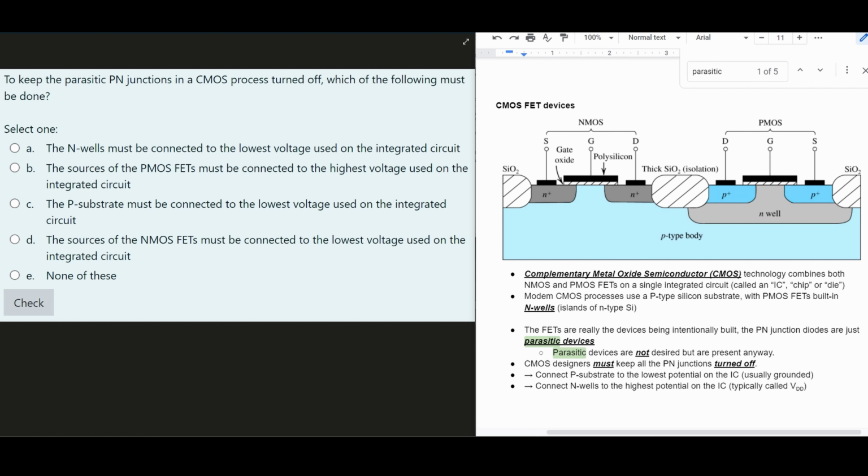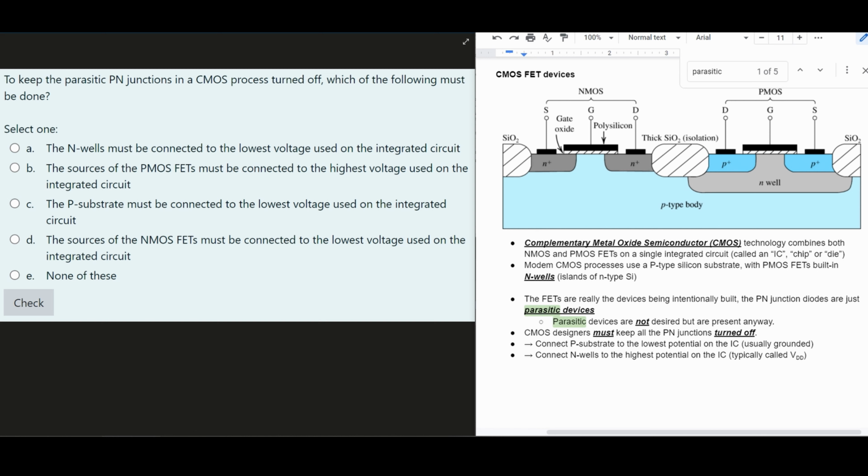To keep the parasitic p-n junctions in a CMOS process turned off, which of the following must be done? Let's look at a CMOSFET device. So we see that we have both an NMOS and a PMOS. Our NMOS is to the left and our PMOS is to the right.